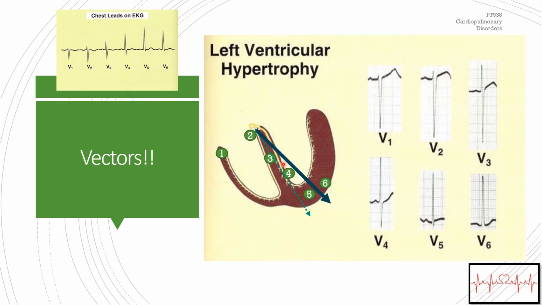In V3 and V4, I'm still moving away more than I'm moving through. And so now I have still some positive, but a lot of negative in my components. And then over here, I'm moving through these. So there's no negative, all very positive, very tall peaked QRSs in the positive direction.